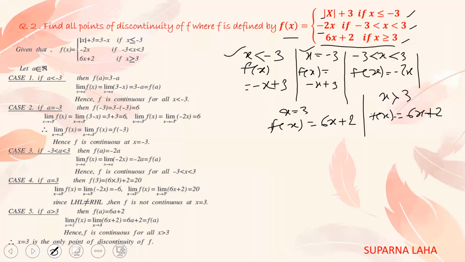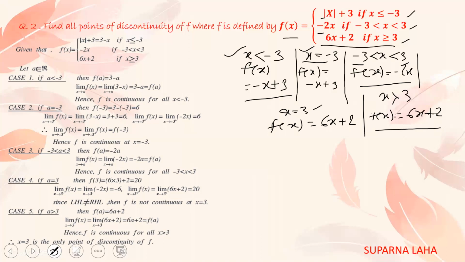But check for x less than minus 3, it's a polynomial function. For x in between minus 3 and 3, it's always a polynomial function. And for x greater than 3, it's always a polynomial function. So these 3 functions are continuous. We can show it. Now check for x equals minus 3 and x equals 3.